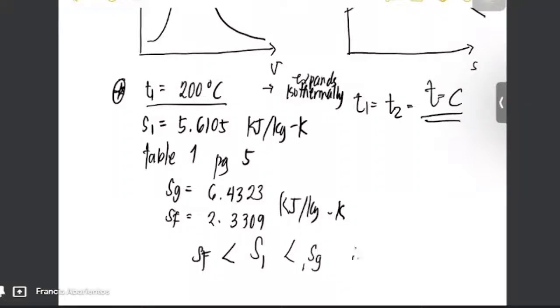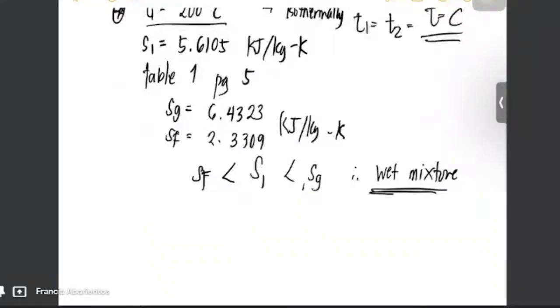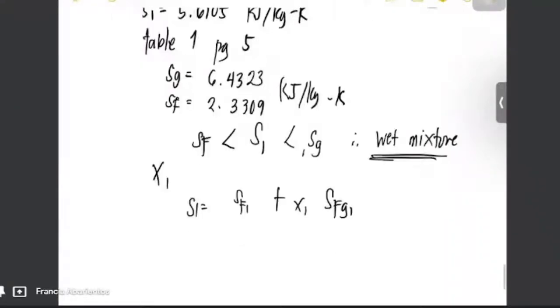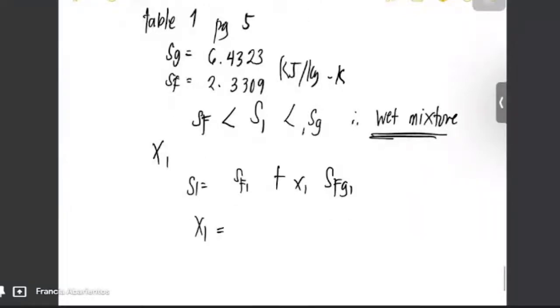Therefore, nagpo-fall siya between those values. So that is wet mixture. First thing we need to solve is the, what class? The quality at 0.1. Okay? So, finding for the quality at 0.1. Ayan. Dapat master yun na to class. SFG at 0.1. Finding for the quality.